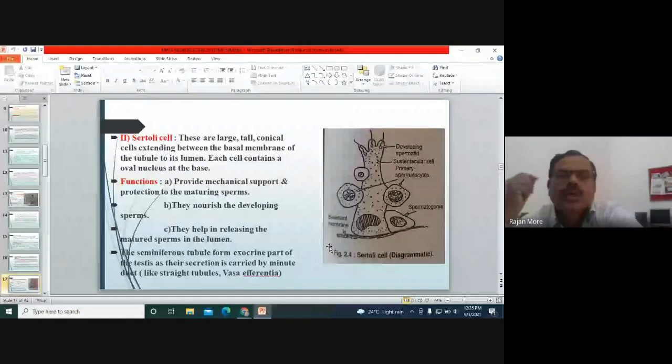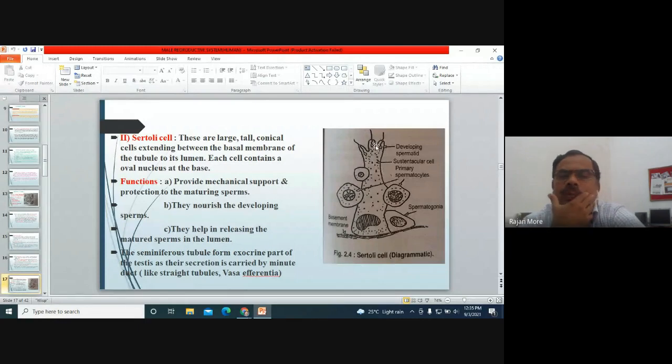And the role of the Sertoli cell: these are larger cells, tall conical cells extending between the basal membrane of the tubule to its lumen. Each cell consists of a nucleus at the base, and it gives support to the developing spermatocyte. So here the spermatogonium is at the base. These are the spermatocytes, and this is the developing spermatid.